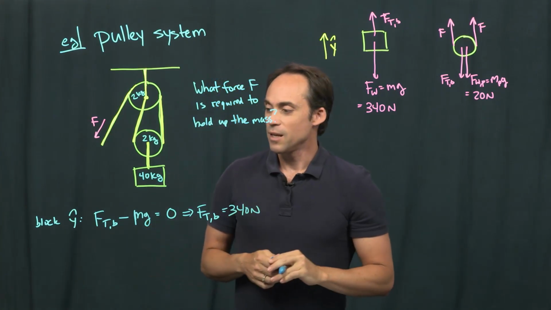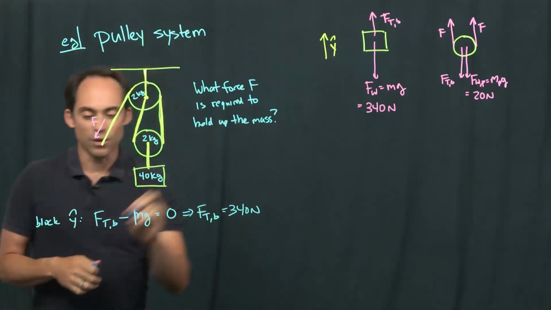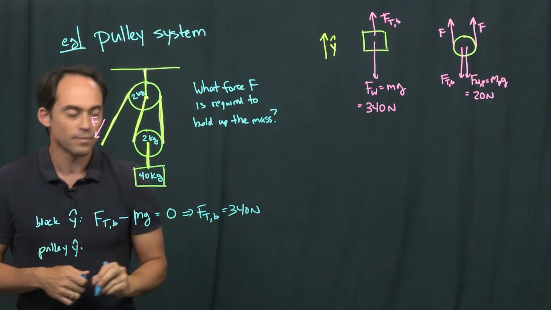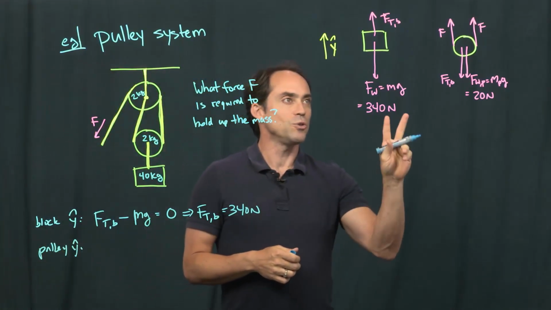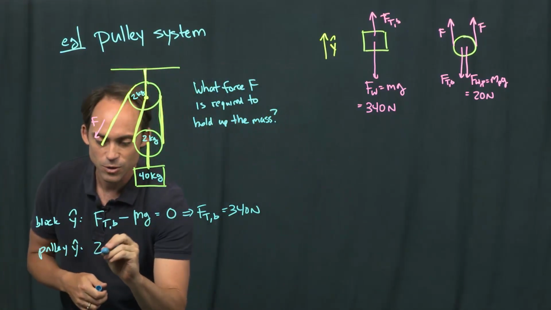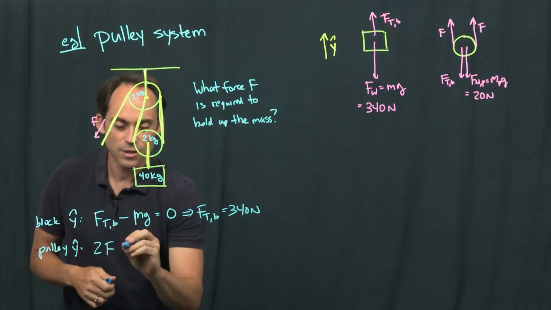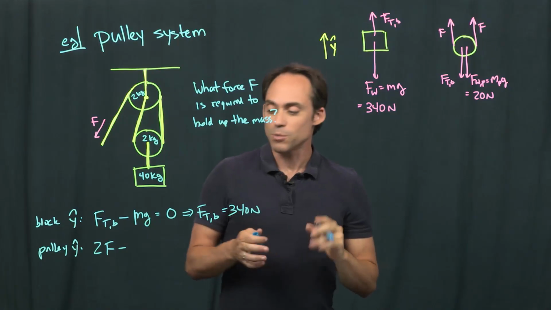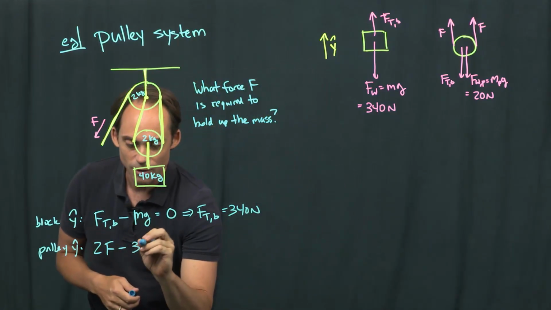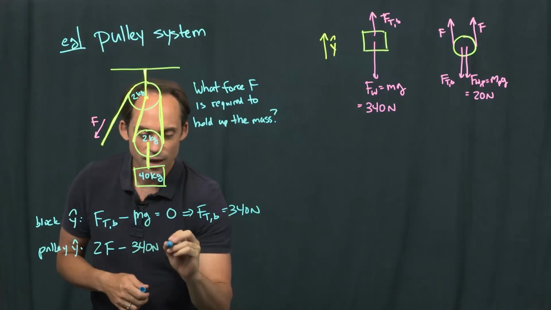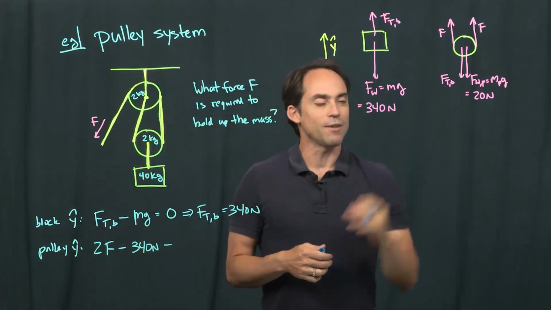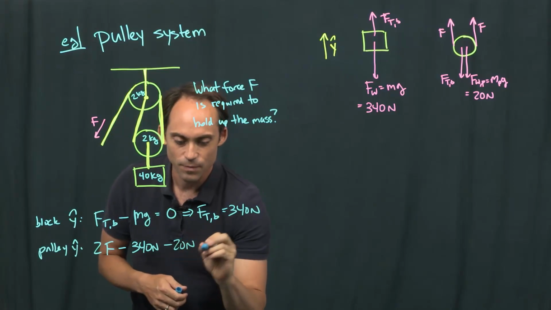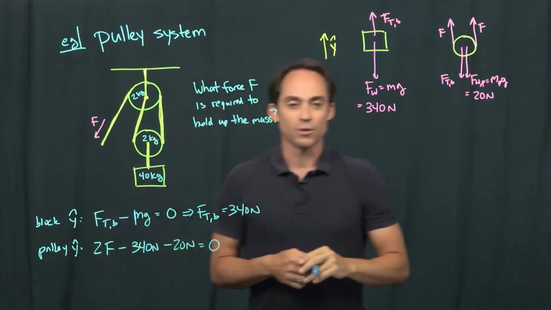All right. Now let's look at the pulley, again in the y direction. Now we've got two components of force, 2 times F pointed upwards. Then we've got our tension from the block pointing downwards, but we've actually already solved that. That's 340 newtons. And we've got the actual weight of the pulley that's applied. That's another 20 newtons that we've got to subtract off. And that whole thing equals 0 as well.